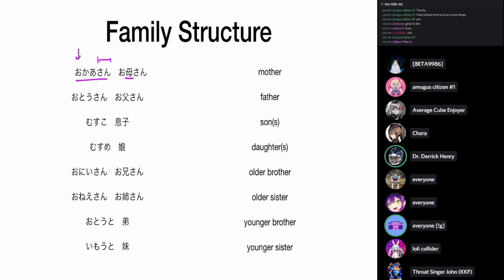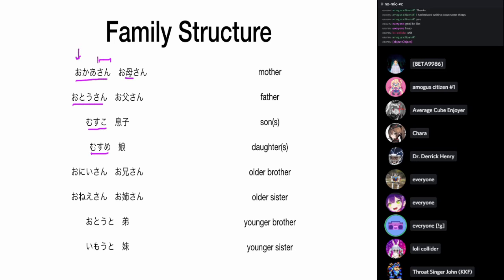So okasan, mother. Otosan, father. I think I mentioned Otosan before, definitely. These should be probably familiar from anime. By the way, there is a different way to say it as well. There's haha-ue and chichi-ue, but we'll talk about those at a different time. Haha being for mother and chichi being for father. And then ue, we talked about ue. So, okasan, otosan.